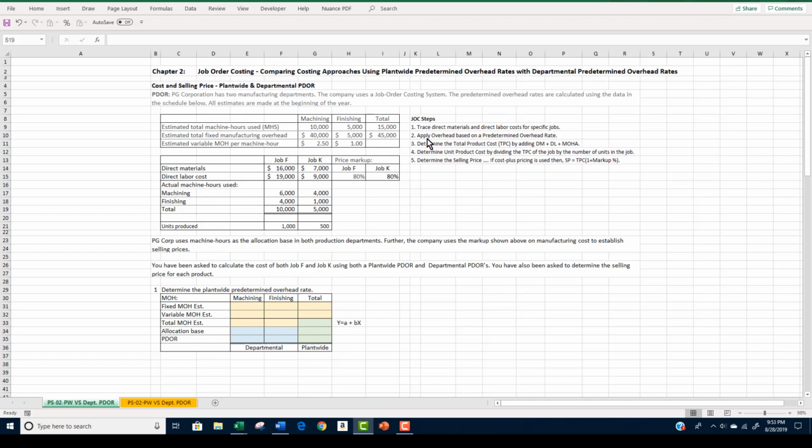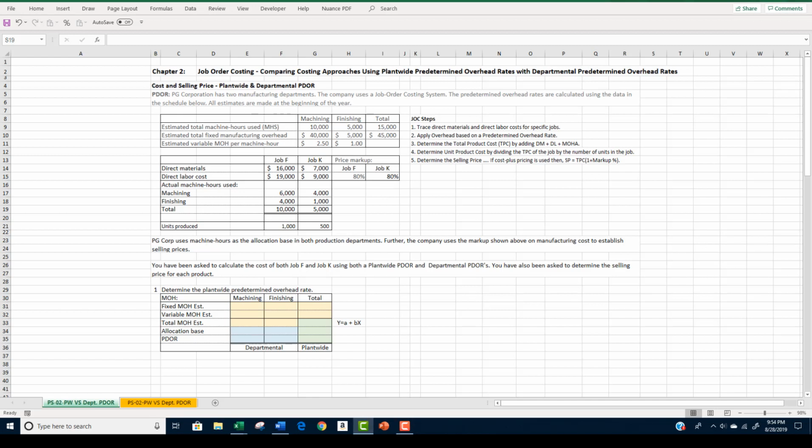At the beginning of the year, estimates are made on machine hour use, total cost of fixed manufacturing overhead, and variable manufacturing overhead per hour. PG Corp uses machine hours as the allocation base in both production departments. Further, the company uses an 80% markup on manufacturing costs to establish selling prices.